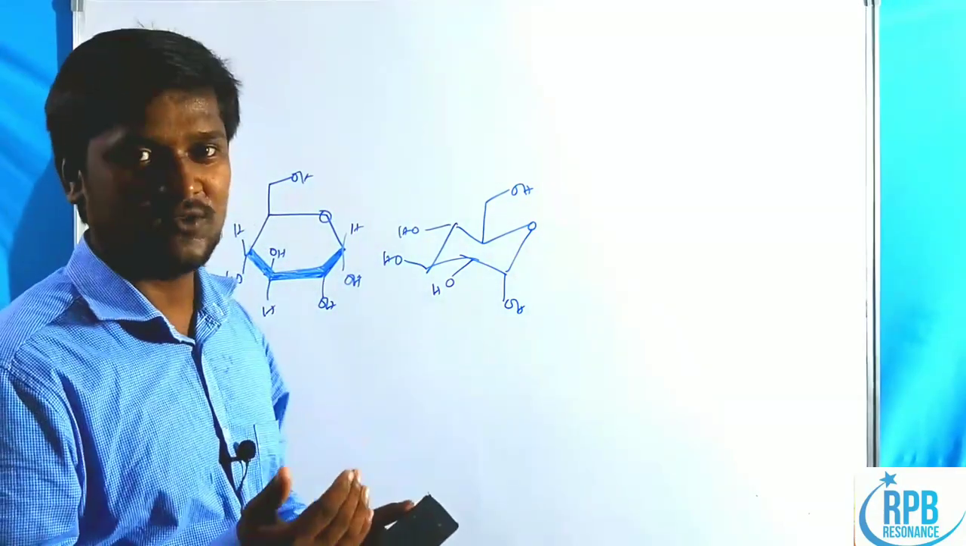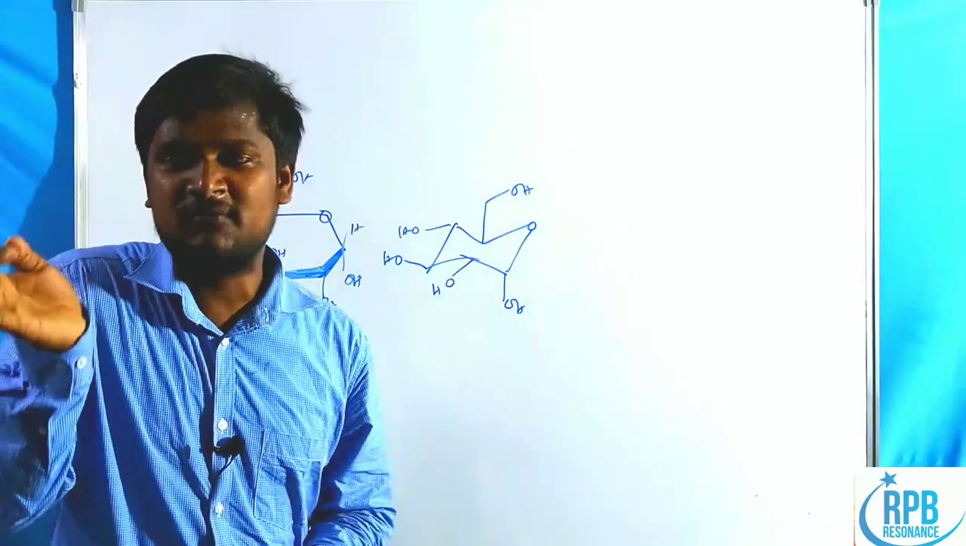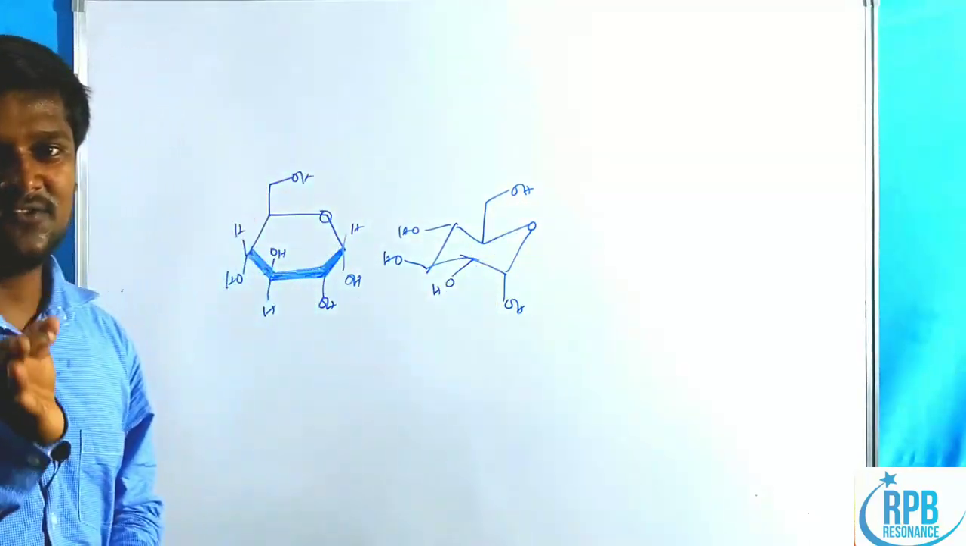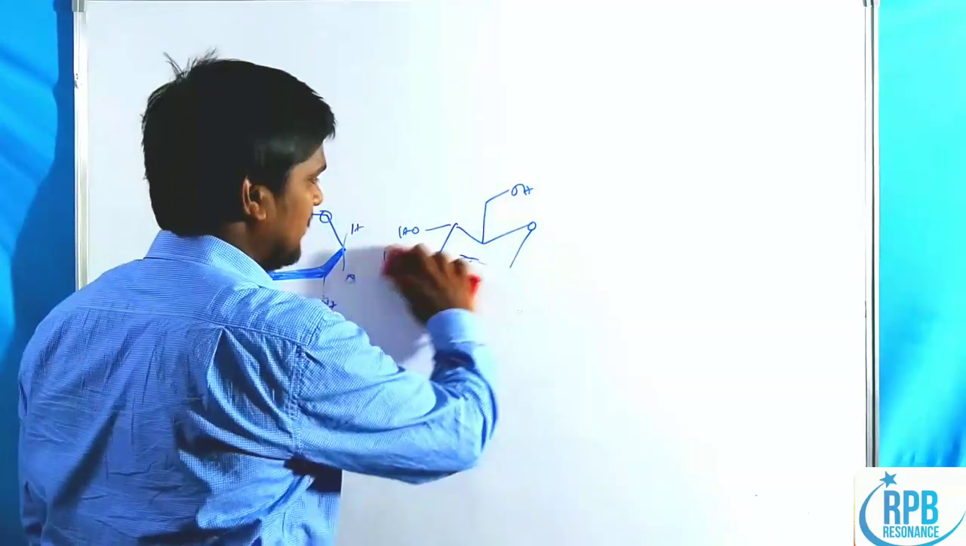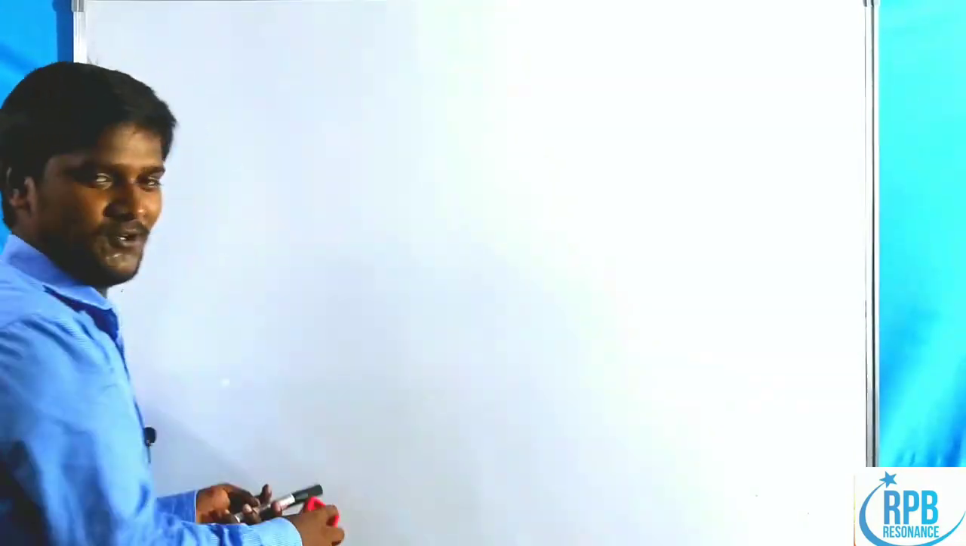Okay, now let us move on to the topic. So now here I'll explain each and every structure from Fischer to Howarth, Howarth to cyclic projection. Let us look at that very easy method. Now here we don't know whether these structures are glucose or fructose or mannose, whatever the saccharides, so we don't know. So let us move on.